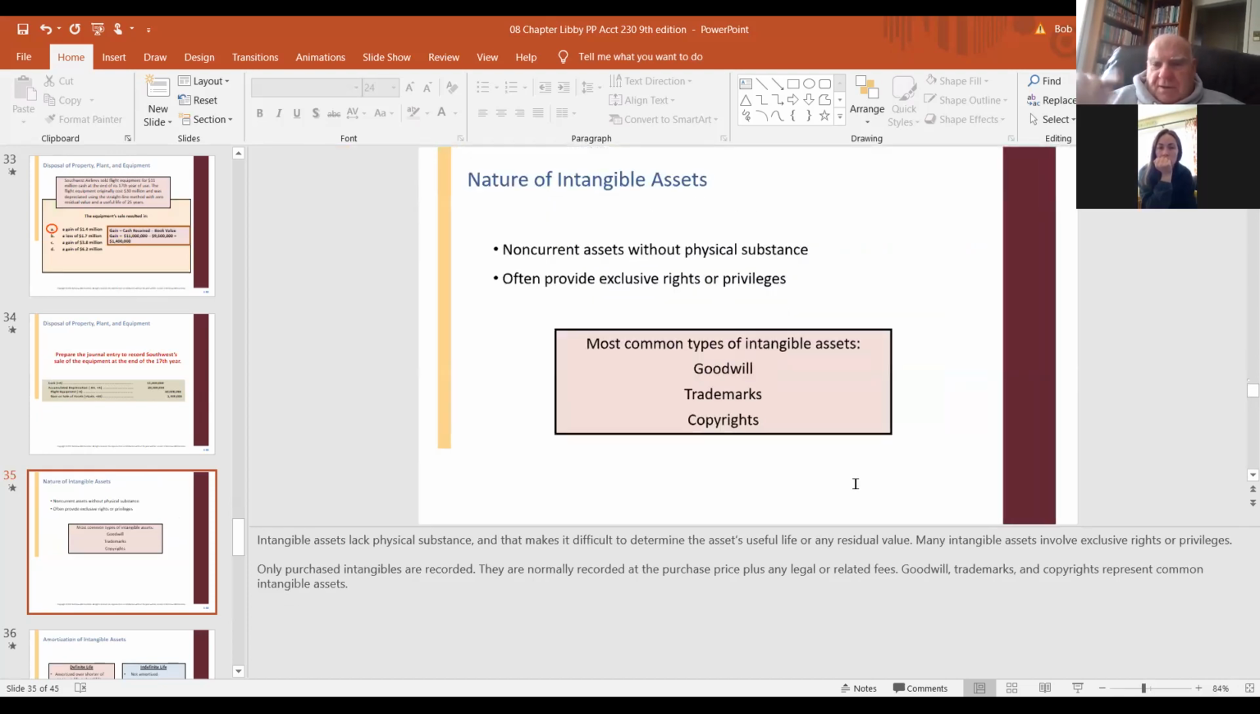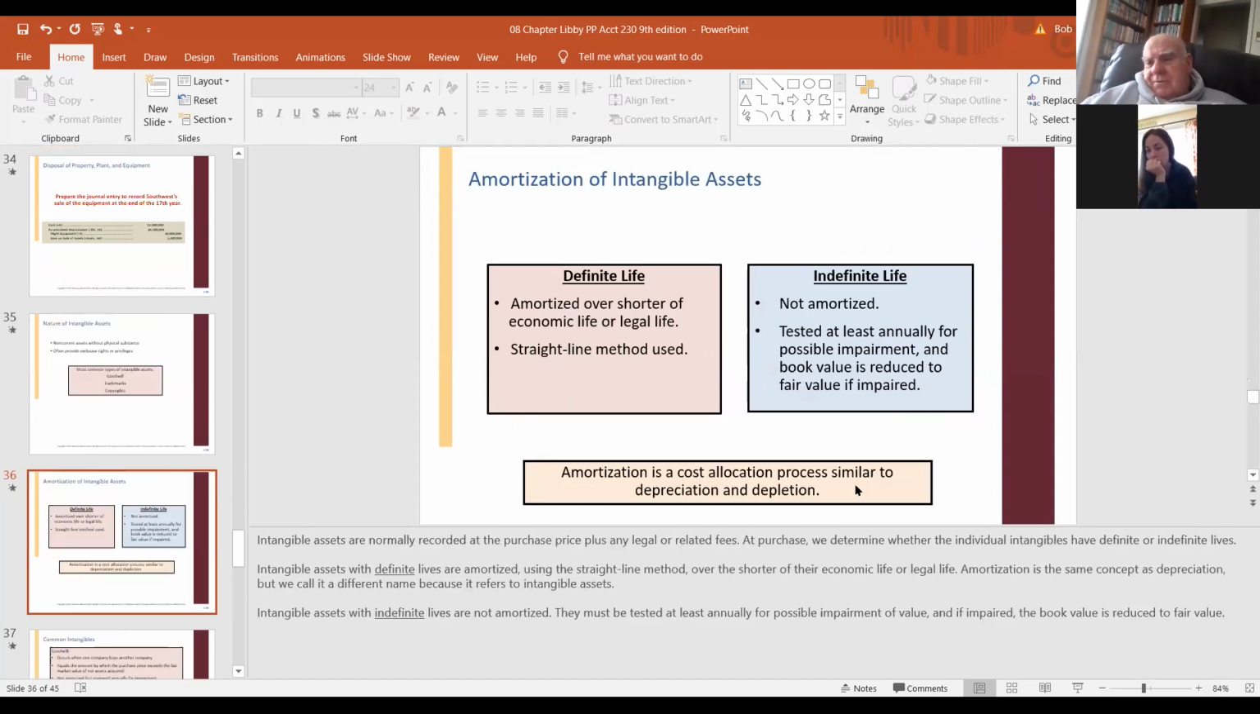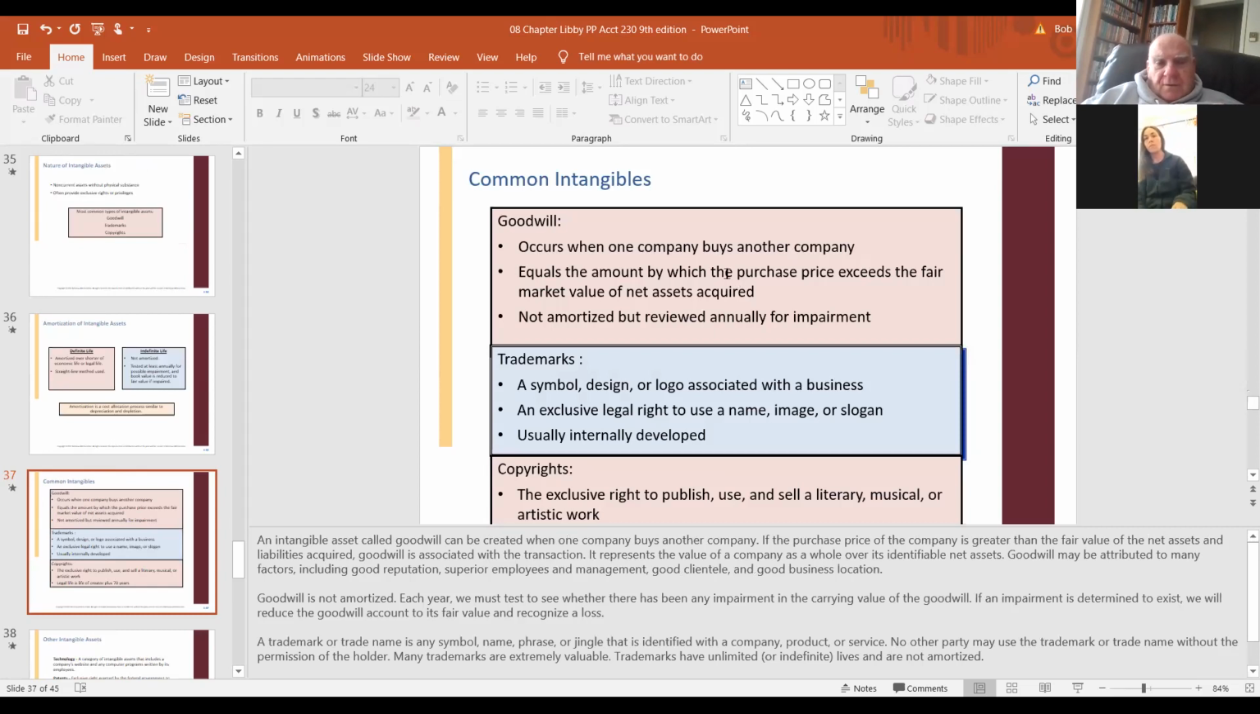Let's talk about intangible assets a little bit. Goodwill, trademarks, copyrights. We amortize intangibles. We depreciate tangible fixed assets. We amortize intangibles, and we deplete natural resources. So let's talk about intangibles. And again, this is an allocation method, and there are some rules involved. Goodwill occurs when one company buys another. Let's just set that aside for now.